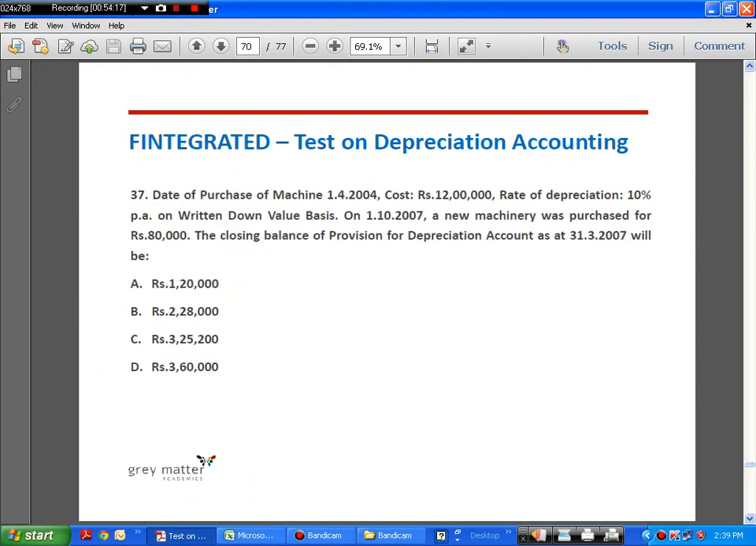Next, date of purchase of machine is 1/4/2004. Cost is 12 lakhs. Rate of depreciation is 10% per annum on written down value basis. On 1/10/2007, a new machinery was purchased for rupees 80,000. What is the closing balance of the provision for depreciation account as at 31/3/2007?